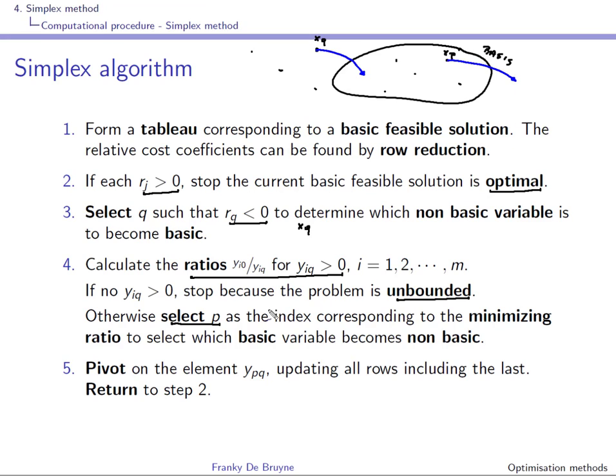right? And since xq is joining the base and xp is leaving the base, you now know that the pivot is ypq, and then you use step 1, you use the elimination procedure, pivoting, to make sure that the new basic variable is now xq, and then of course you have to return to step 2.